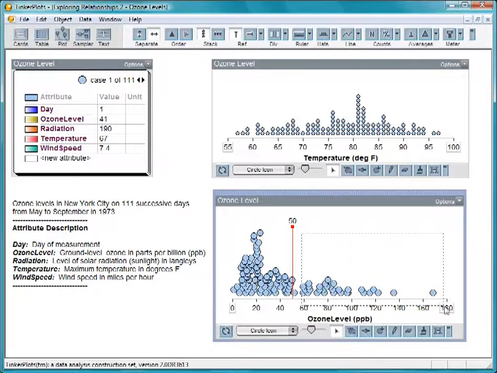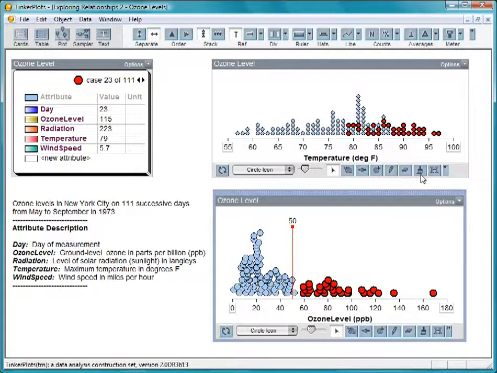Next, highlight the days with ozone levels above 50. Most of them have temperatures above 80 degrees. This information clearly indicates that higher ozone levels are associated with warmer days. Using the brush tool is another powerful way to detect trends.